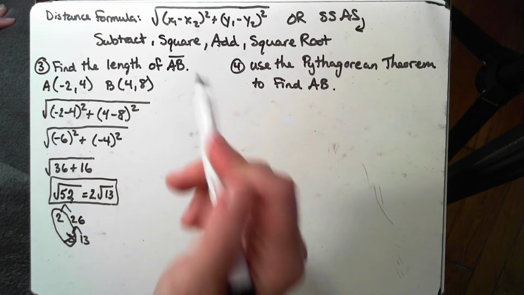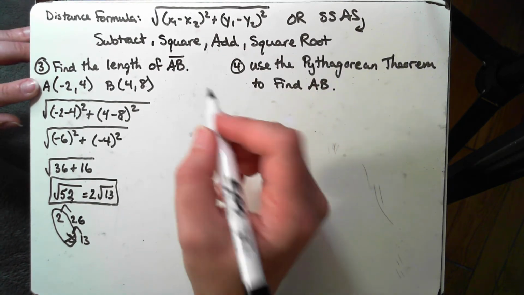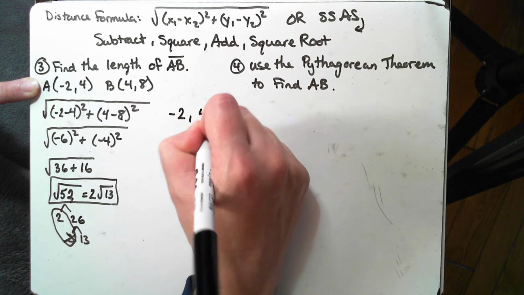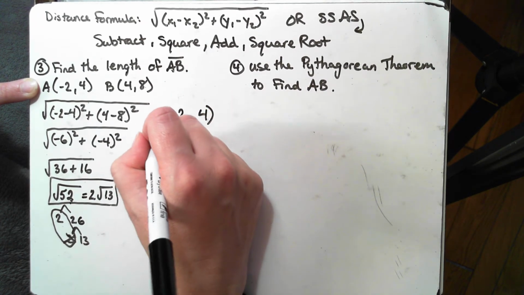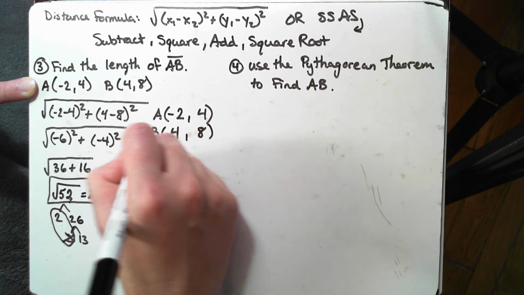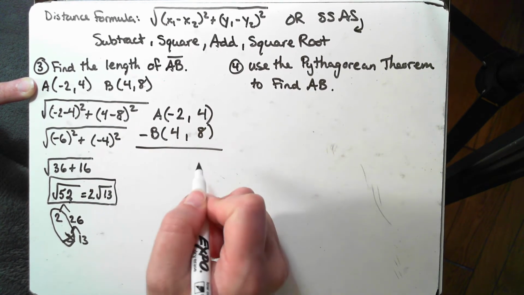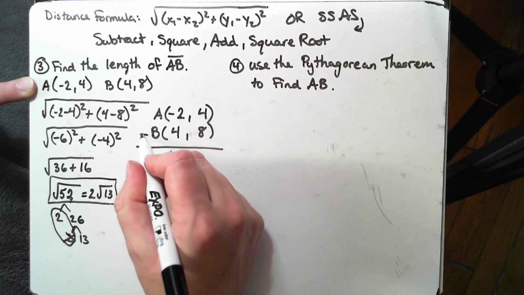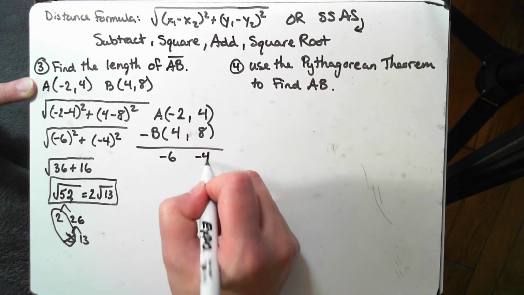Okay, now for using the acronym, I'm going to show you how that works. So I'm just going to line up my points just so that the x's and y's are on top of each other. And then I'm going to subtract this. -2 minus 4 is -6. 4 minus 8 is -4.